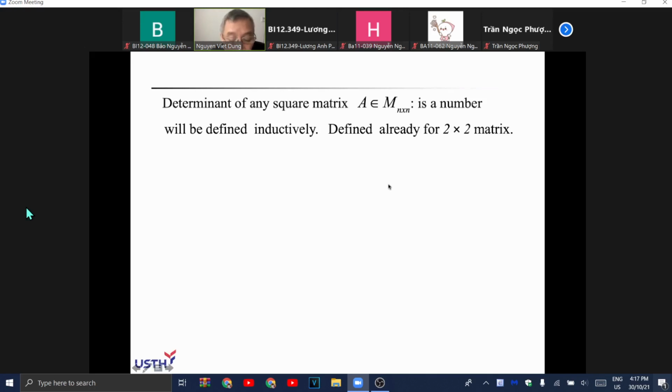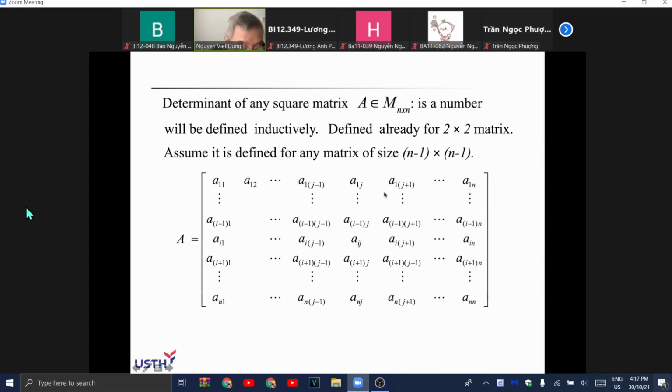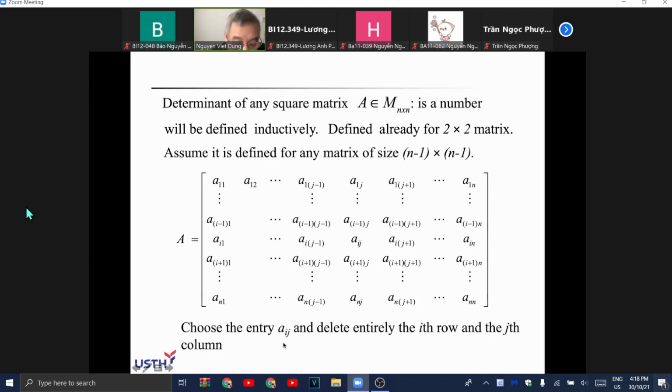The first step we already defined in the previous slide, that is for a 2 by 2 matrix. Now suppose that we have defined the determinant for any matrix of size n-1 by n-1. If you are given an n by n matrix A like that, how can we define it? We can define it in the next few slides, not right now. We have to do it as follows. First, we choose an entry Aij.